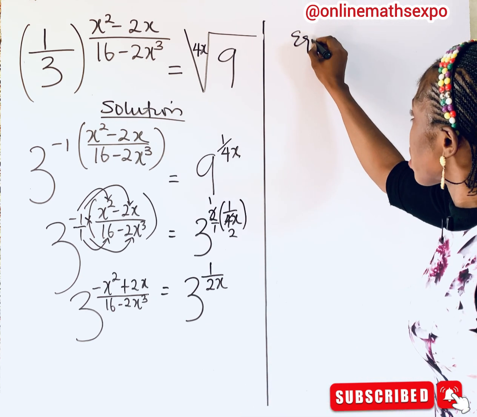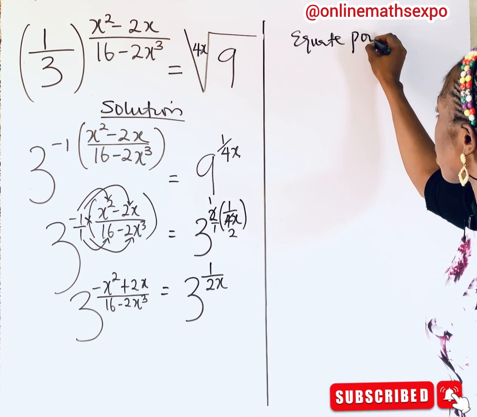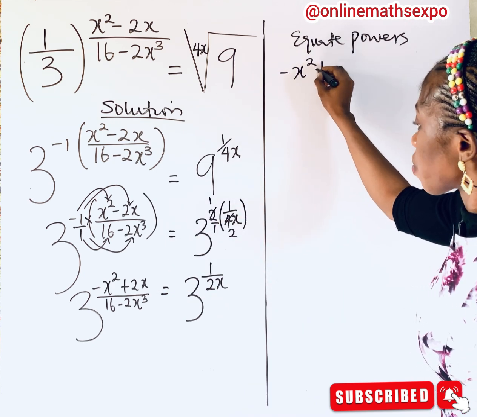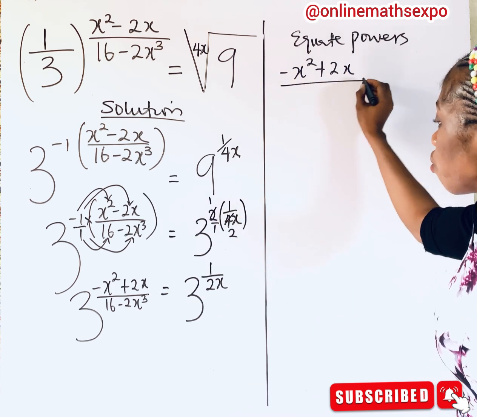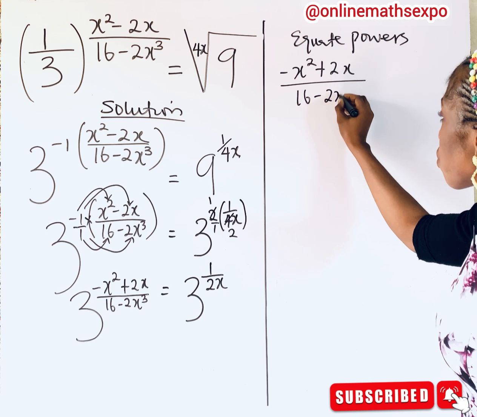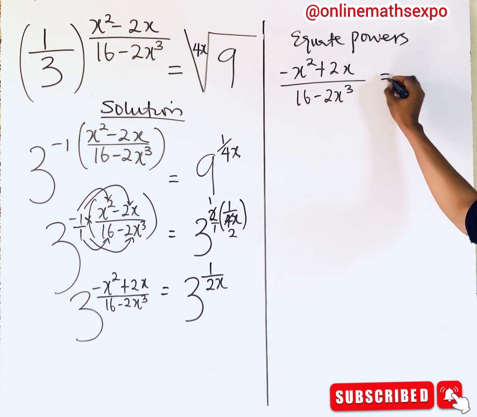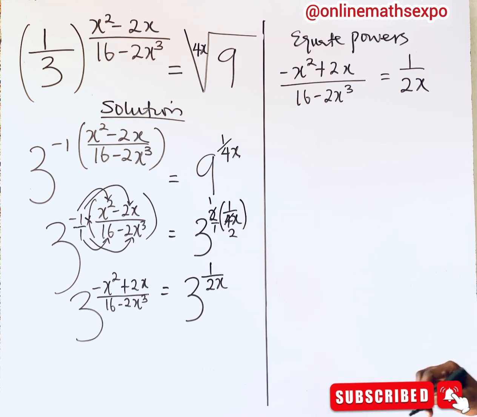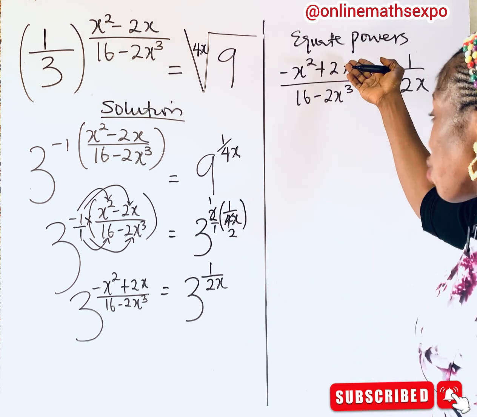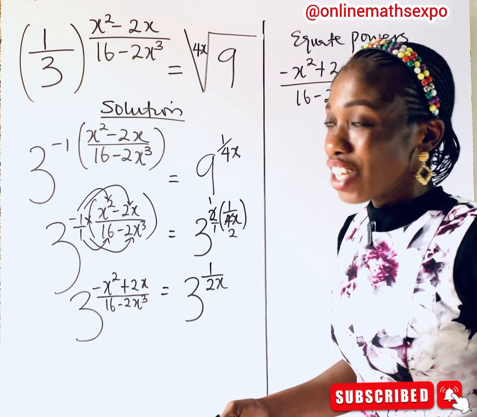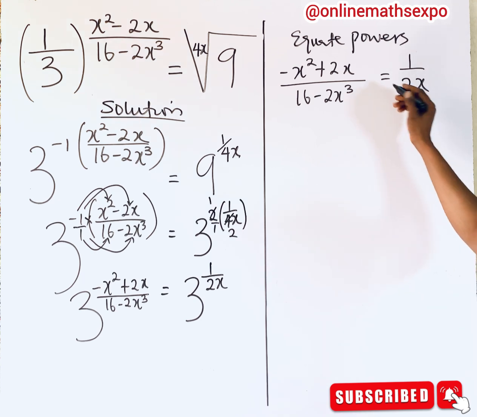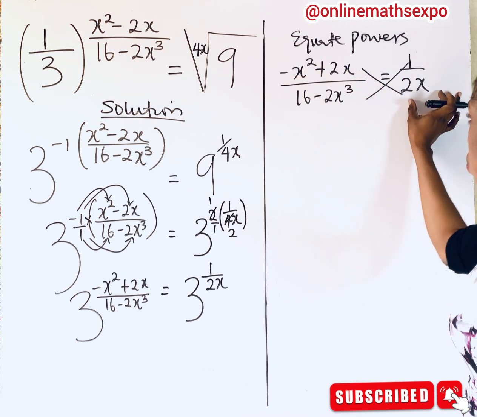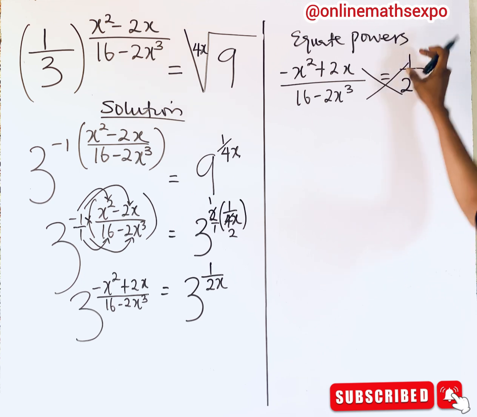So we're going to equate our powers, and if you do that, it means you're going to have negative x squared plus 2x all over 16 minus 2x cubed is equal to 1 over 2x. You see, it has led us to a rational equation. So what do you do now? We are going to just cross multiply this, okay? The whole of this, we multiply by 2x, and 1, we multiply this.